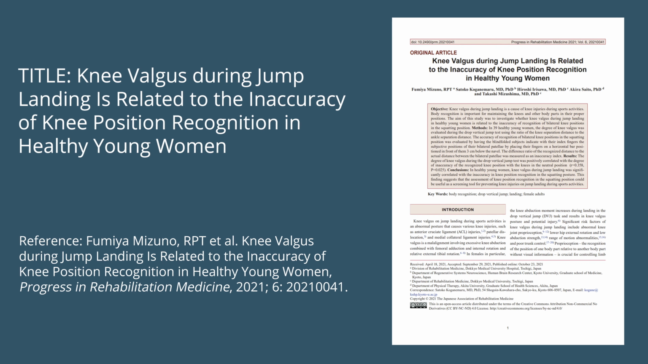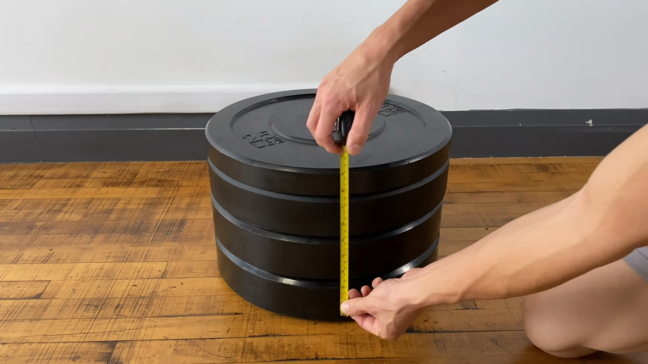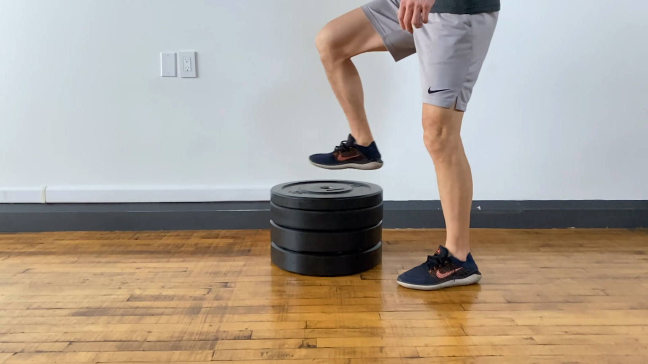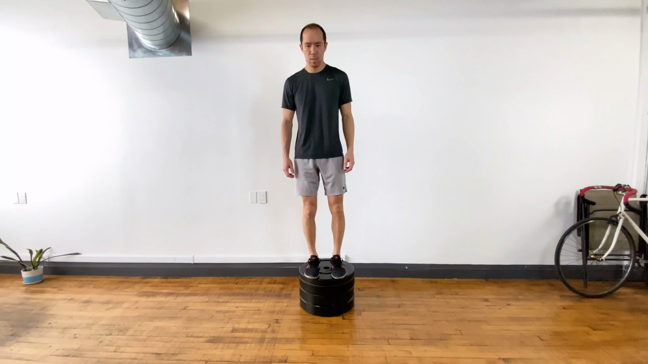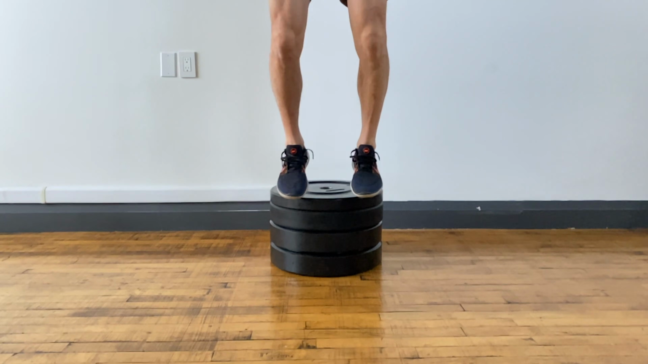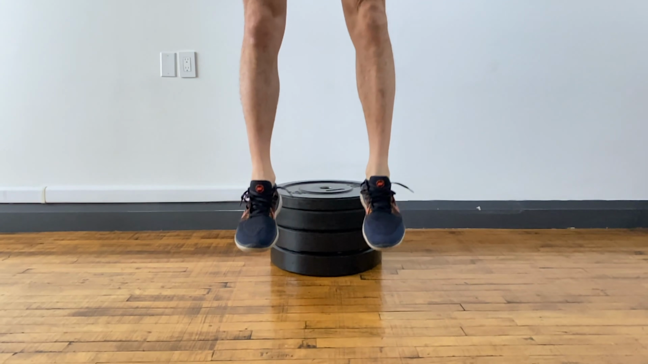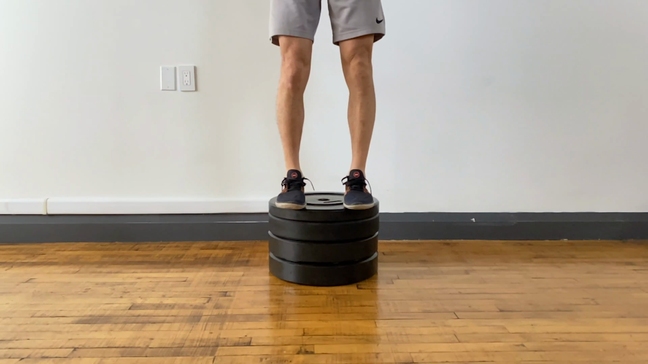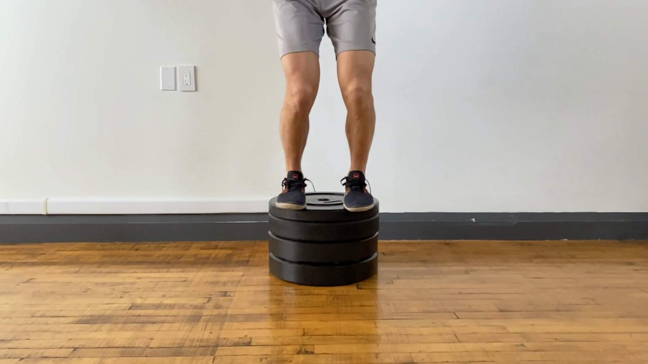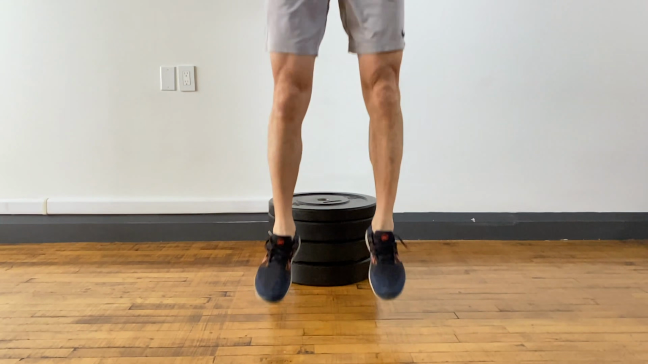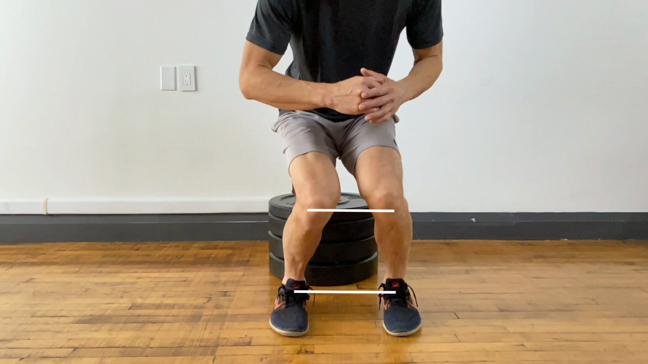So what's happening here? Then I came across one study titled, "Knee valgus during jump landing is related to the inaccuracy of knee position recognition in healthy young women." There were 39 healthy young women in this study, and the researchers had them stand on a 31 centimeter high platform with feet shoulder width apart. They jumped off and were instructed to land equally on both feet on the floor and immediately perform a maximum vertical jump from the squatting position. Before the jump, the subjects were instructed to land with their knees in a neutral position, and it's during this test that the researchers measured the amount of valgus.